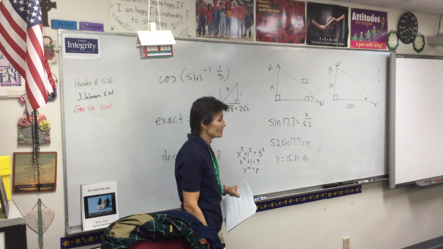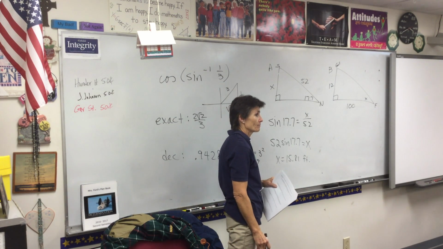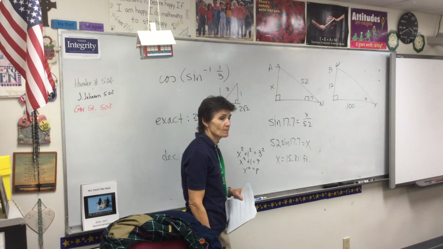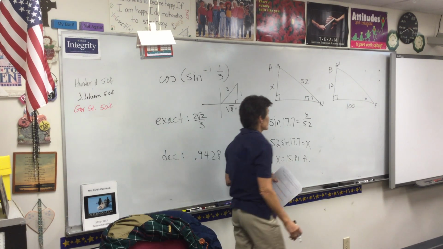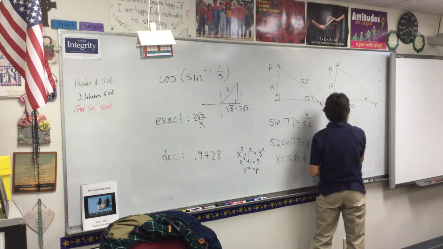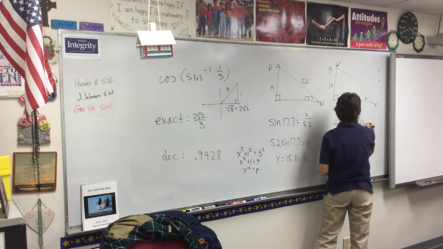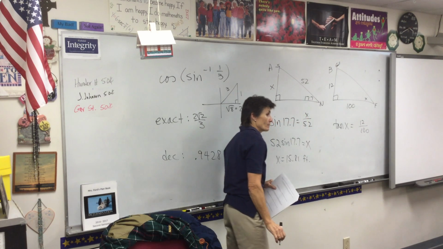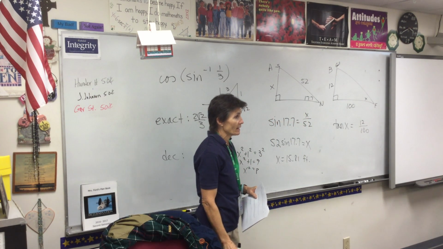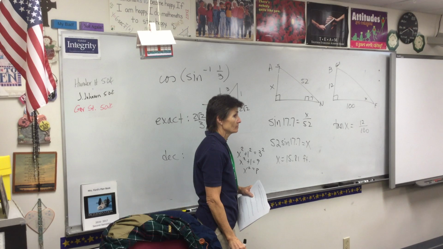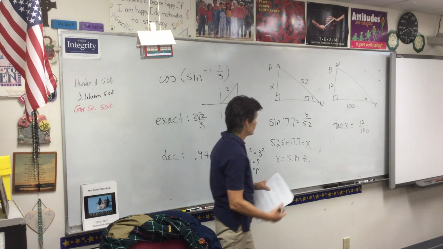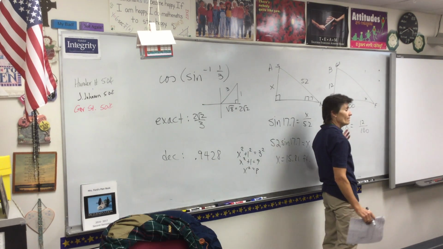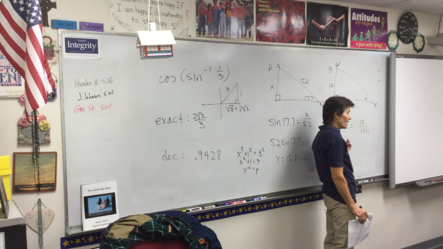Good? Sine, cosine, or tangent? Tangent. So tan x equals 12 over 100. Uh-oh. What do I do when x is the angle? Yeah, you can't divide by tan. That's not going to work. How do we do this?